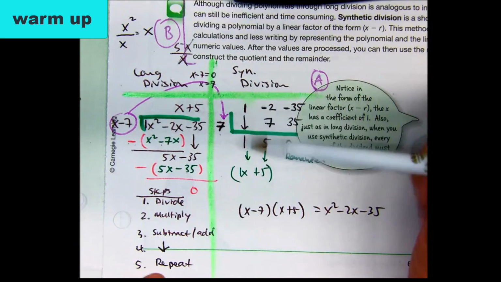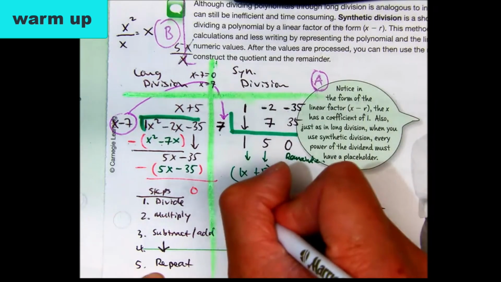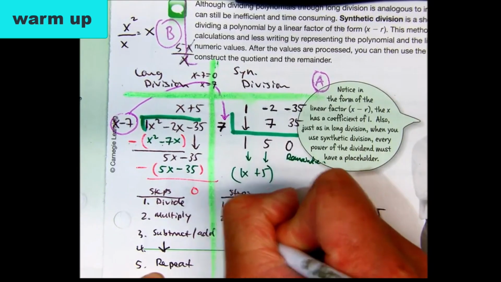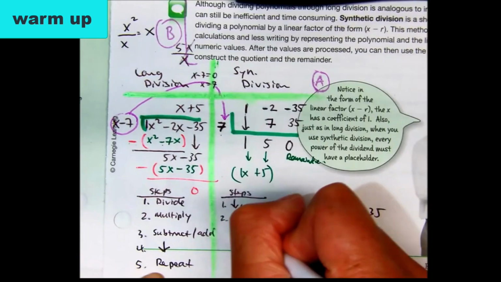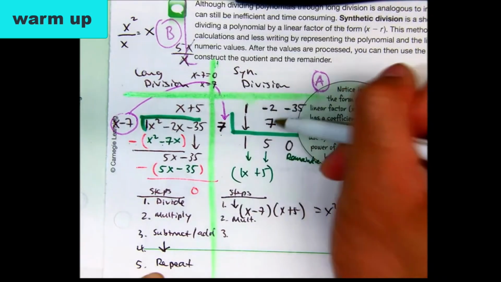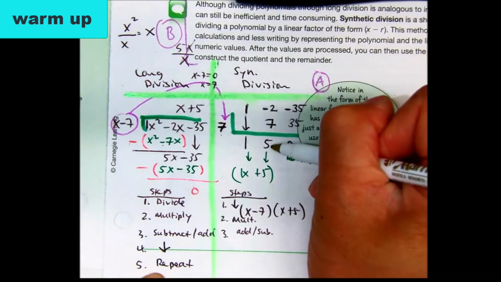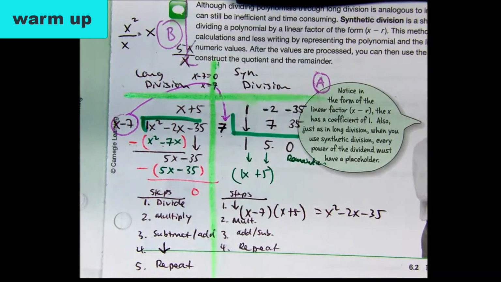Kind of out of order. I think we're supposed to go the other way. So our steps would be what? Bring it down. Then what do you do with this one? Bring down, multiply. Multiply. And then subtract that. Add or subtract. And then we do the repeat. So pretty much the same thing, but that arrow is just in a different place, right?